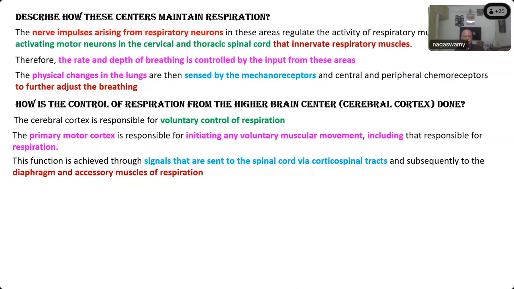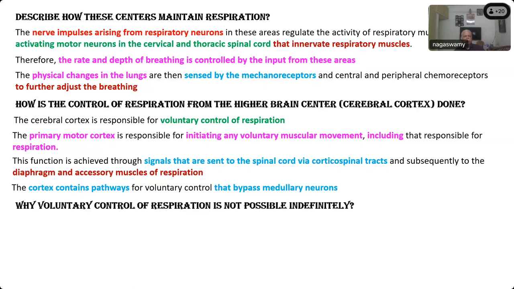This is a very important point we have to understand in the control of respiration. So the cortex contains pathways that bypass medullary neurons. That is how, whenever we want to hold our breath, we are able to do it, because these corticospinal tracts from the cortical motor centers bypass the medullary neurons and go directly to the spinal cord and supply the necessary innervation for the diaphragm.